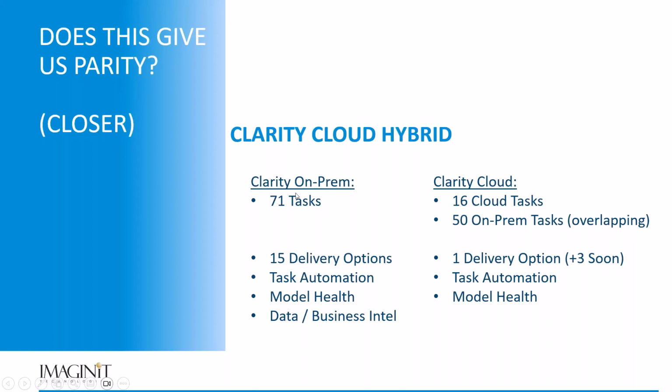But yeah, ultimately, Clarity on-premise has task automation, has model health. It also has a lot of tasks related to data export and business intelligence, and those kinds of things. We don't have the data and business intelligence side really addressed at this point in Clarity Cloud. So that's really the difference. But we really feel like with this hybrid option, we've gone very close to getting to what most people would consider parity.